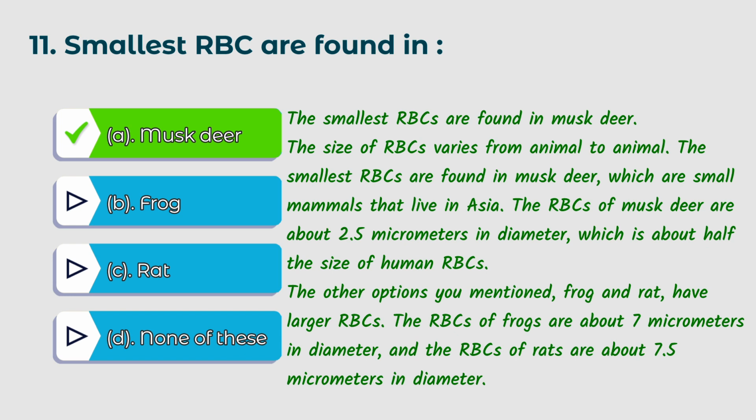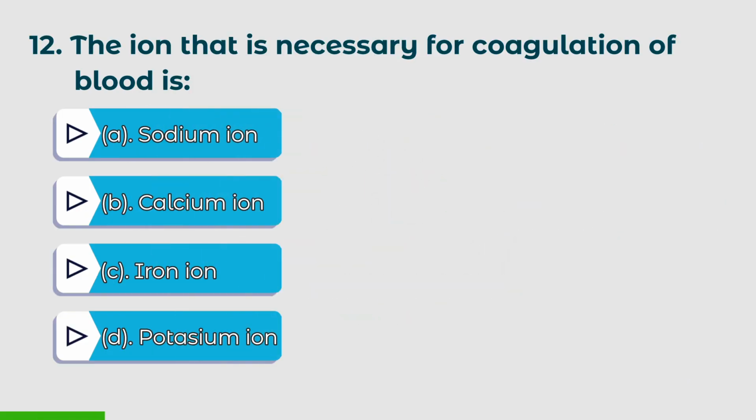The RBCs of musk deer are about 2.5 micrometers in diameter, which is about half the size of human RBCs. The other options you mentioned, frog and rat, have larger RBCs. The RBCs of frogs are about 7 micrometers in diameter and the RBCs of rats are about 7.5 micrometers in diameter.